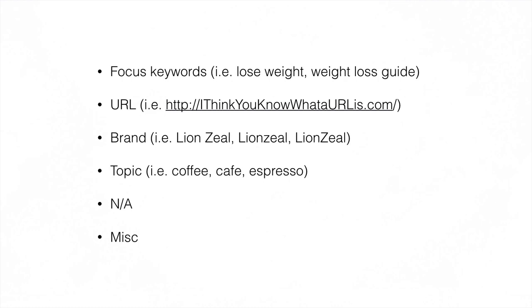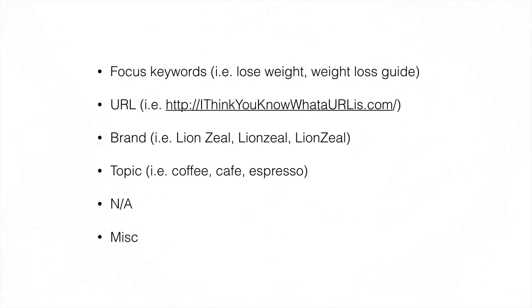Another type is URL, and URL is basically where you have the website address. So I put there http:// I think you know what a URL is.com. So it's where you put linezero.com or www.linezero.com or http blah blah linezero.com and stuff like that. A brand is where you put the brand name, which is another type. So you put linezero, or there's different variations like that. So you put the name of the brand that you're linking to, the brand of the website.